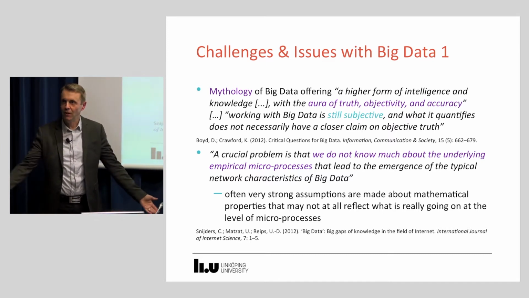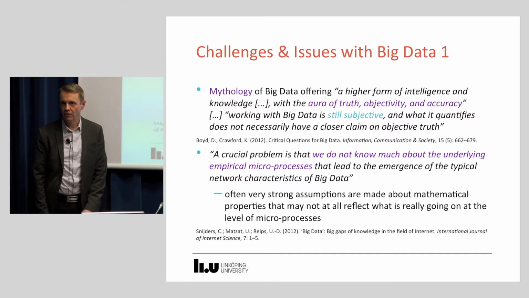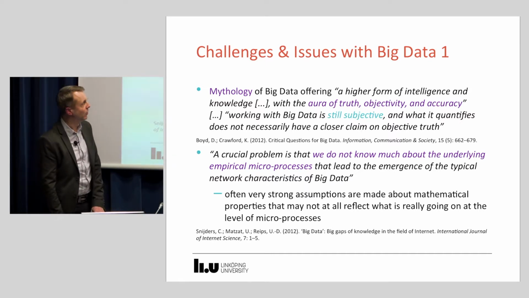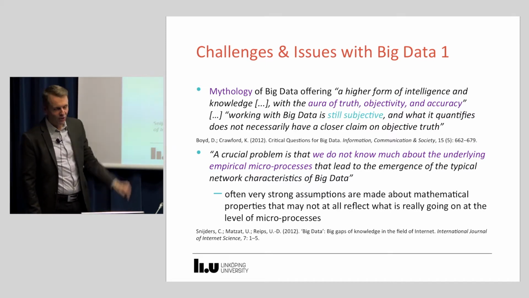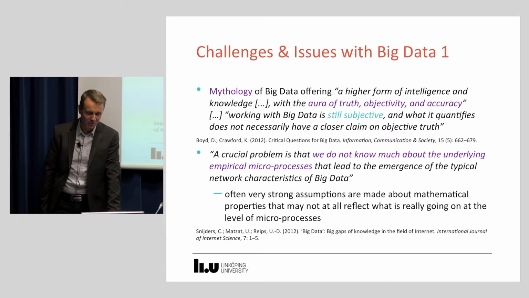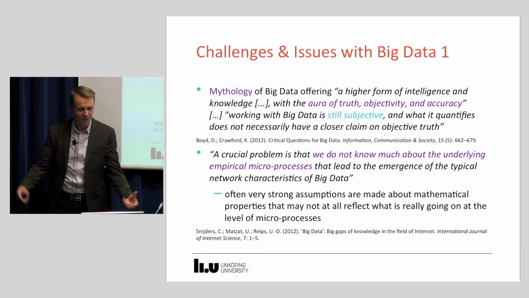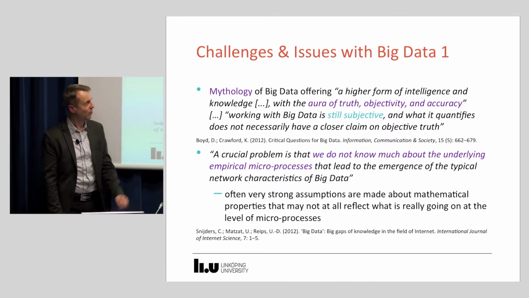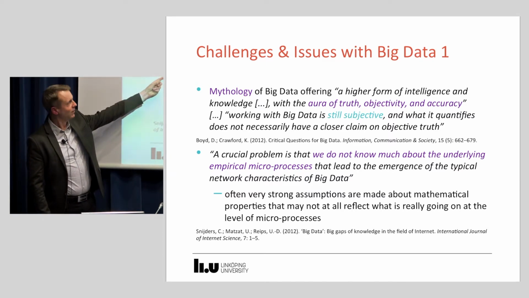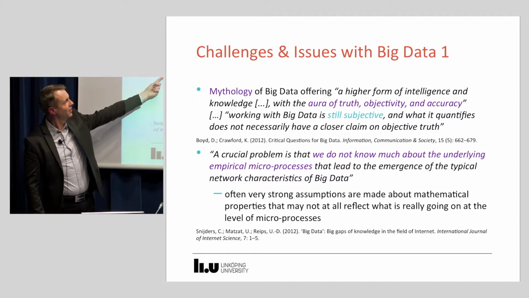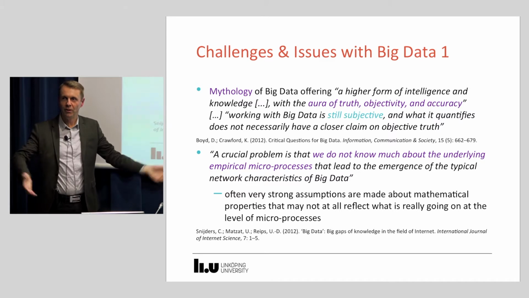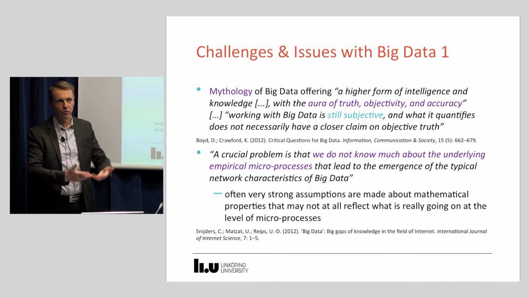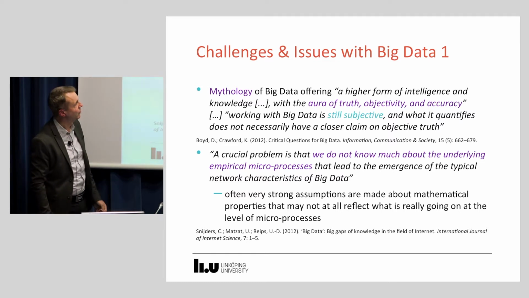to the people who you're writing for, which is what we spend a lot of effort actually doing in our work. And then this was rather interesting. This was a crucial problem: we don't know much about the underlying empirical microprocesses that lead to the emergence of the typical network characteristics of big data. Well, this is precisely where we are. This is what we focus on. What are these empirical microprocesses that are out there? How do phenomena arise? How does learning, and the epistemic progression and so on?